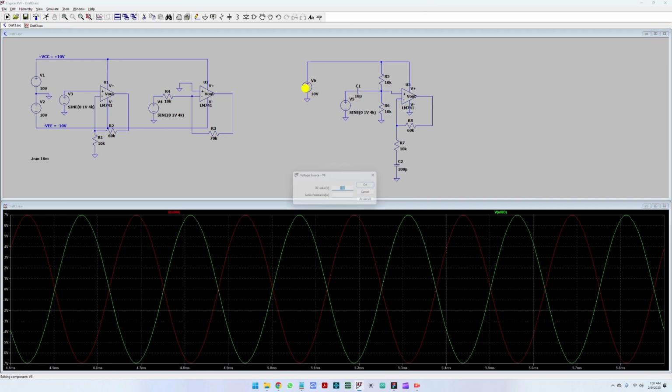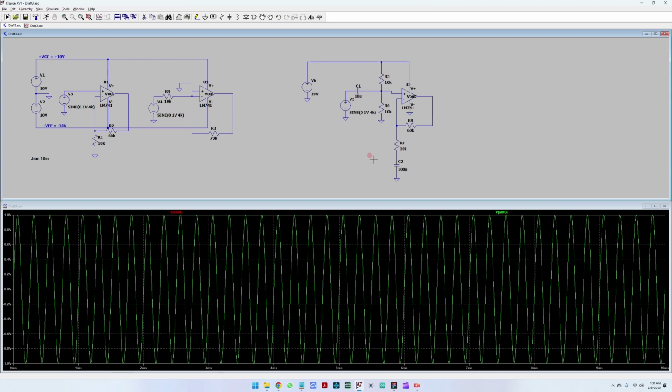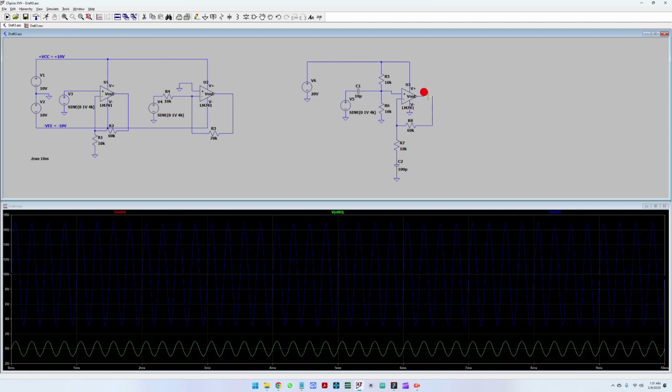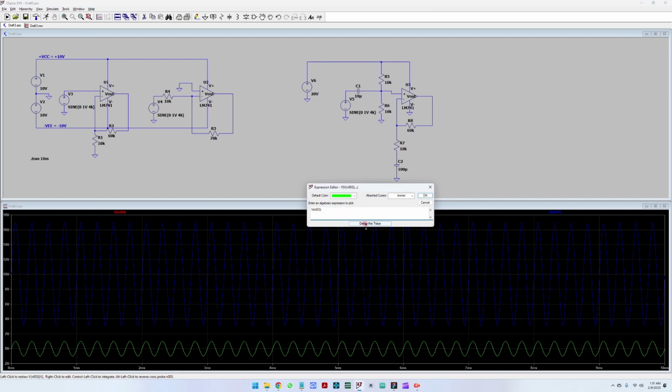We don't want this. Let us put here a 20-volt power supply, just so that we have enough margin for the circuit to function. And let's click run and see how the circuit is looking. So here you can see the signal. Let me delete the other signals so that we are in.